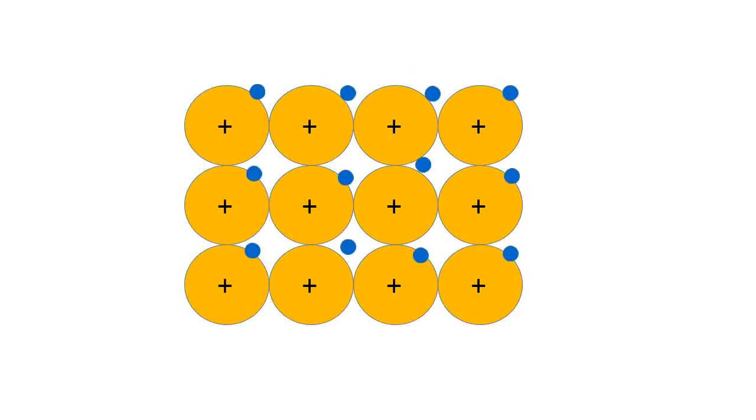They don't belong to any one atom, they belong to all of them at the same time, and that allows the metal to be a metal, being able to be shiny, ductile, malleable, conduct heat and conduct electricity.